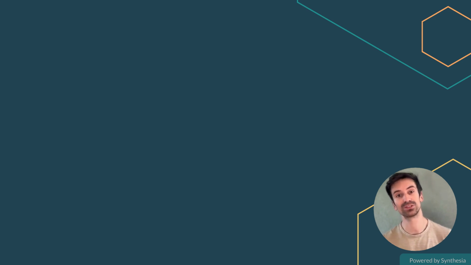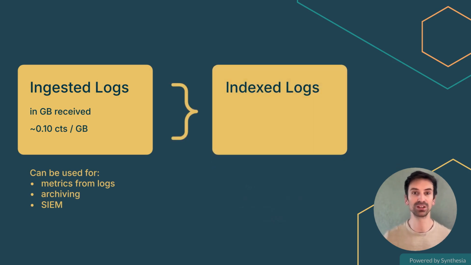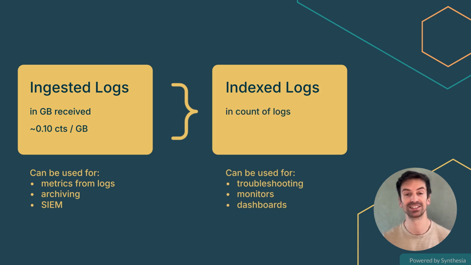Before diving into the numbers, I recommend checking out our separate video series on logs for more context. The pricing model here is simpler. It's entirely consumption-based. Every log you send counts as an ingested log, measured in gigabytes of data received by Datadog. Once ingested, you can choose to index some of those logs, which is billed per million logs indexed. Your total cost mainly depends on how long you choose to retain those indexed logs.